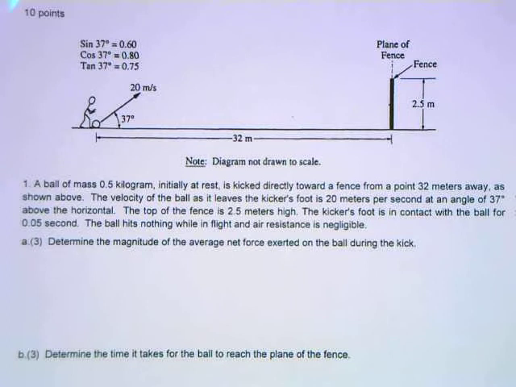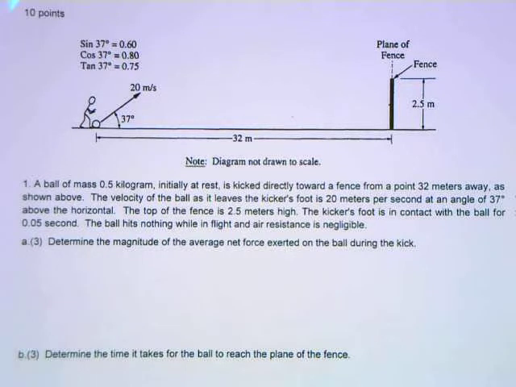A ball of mass 0.5 kilograms initially at rest is kicked directly towards a fence from a point 32 meters away, as shown above. The velocity of the ball as it leaves the kicker's foot is 20 meters per second at an angle of 37 degrees above the horizontal. The top of the fence is 2.5 meters high. The kicker's foot is in contact with the ball for 0.05 seconds. The ball hits nothing while in flight and air resistance is negligible.